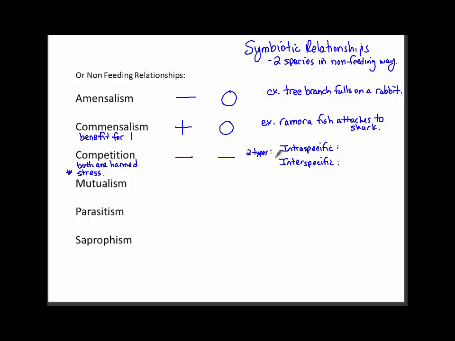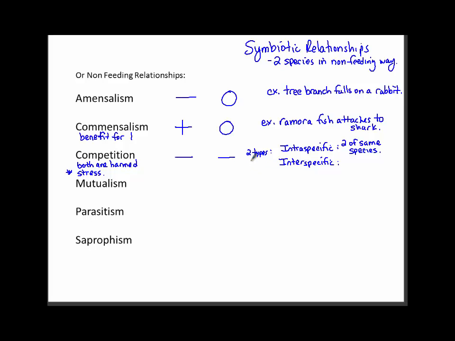When you play intramural sports, two teams are playing from within the same school. So intra-specific are two of the same species. So when you have an intra-specific competition, both species are being hurt. Let's say you have a deer and a deer competing for the same food source. Two of the same species, they're both being harmed because there's limited food over the winter, let's say, and they're both being harmed because there's stress there. They're competing for the same resource.